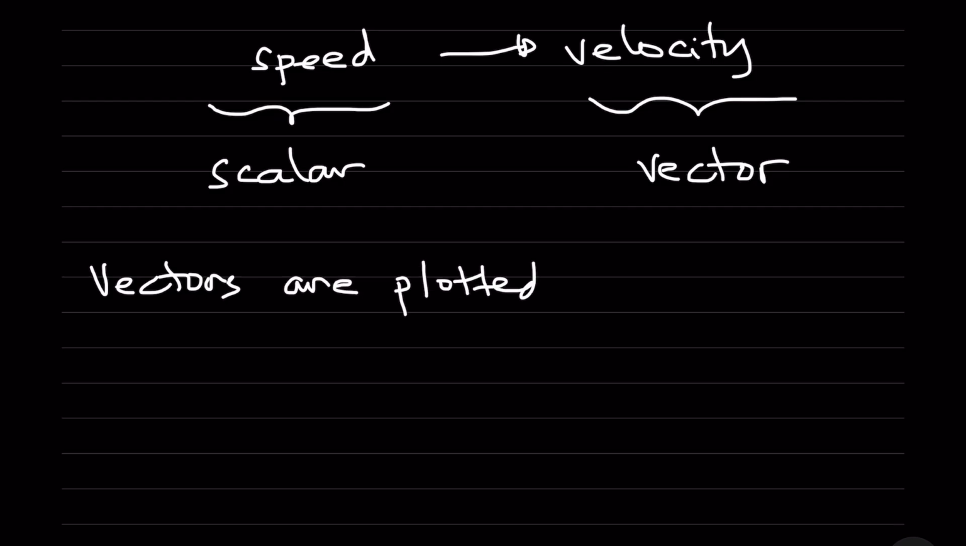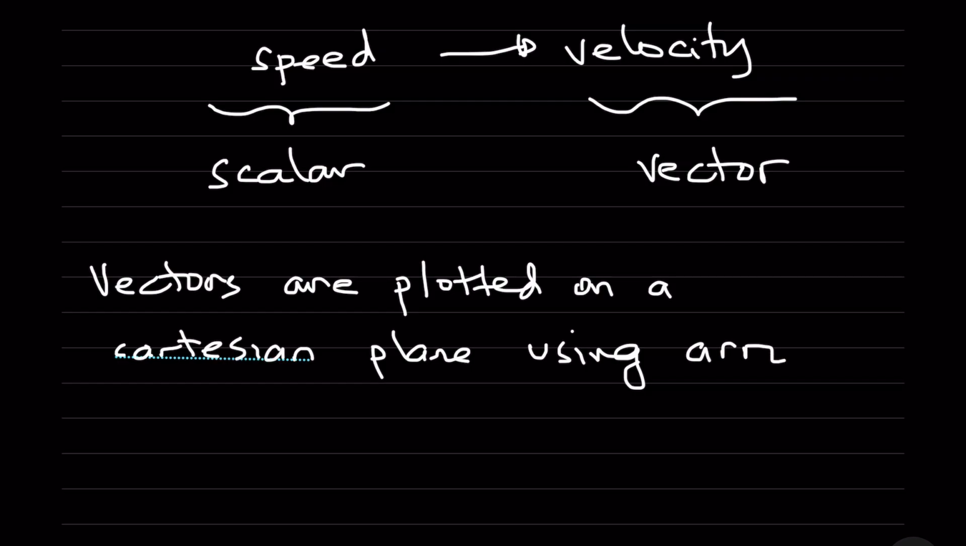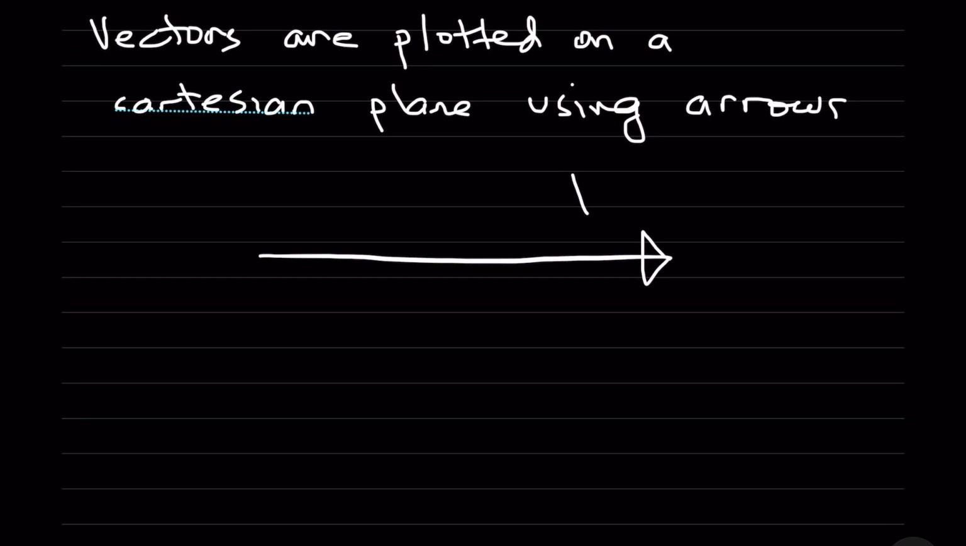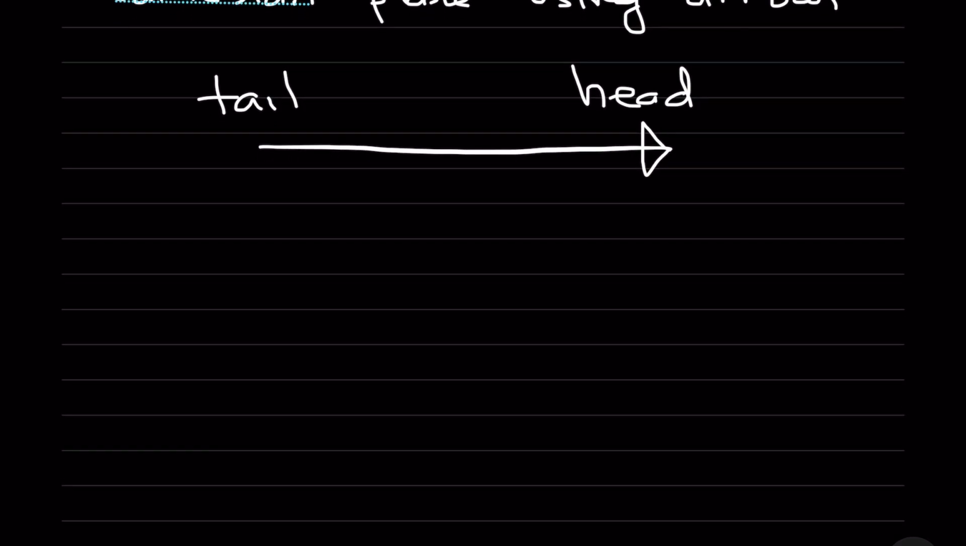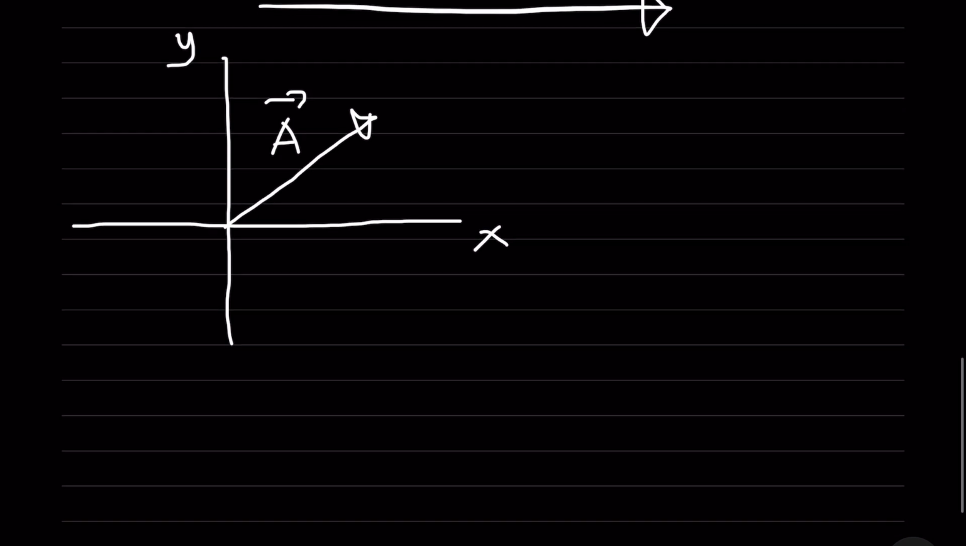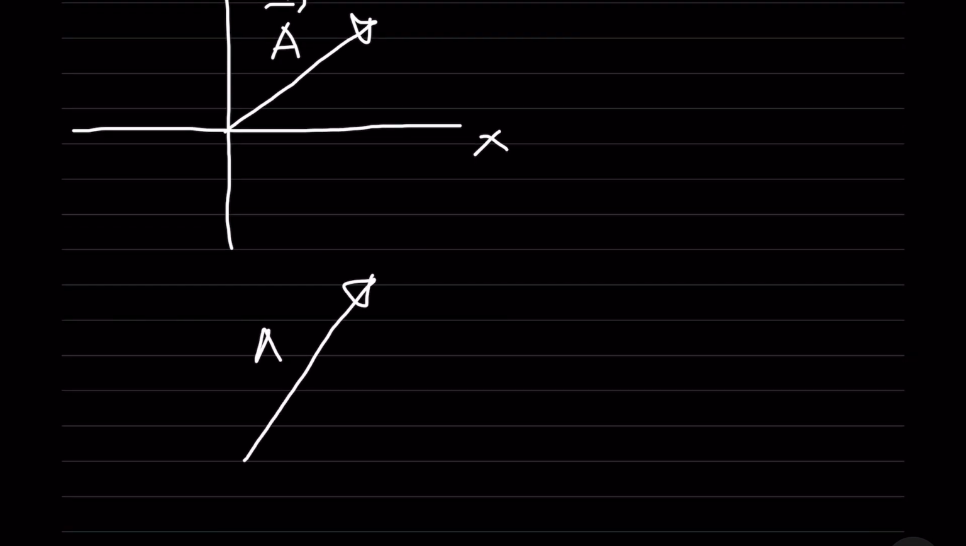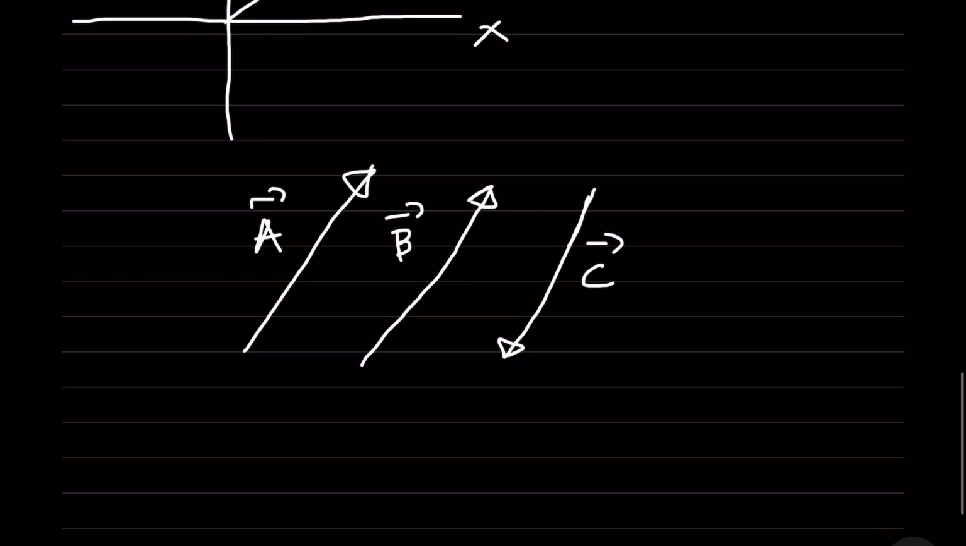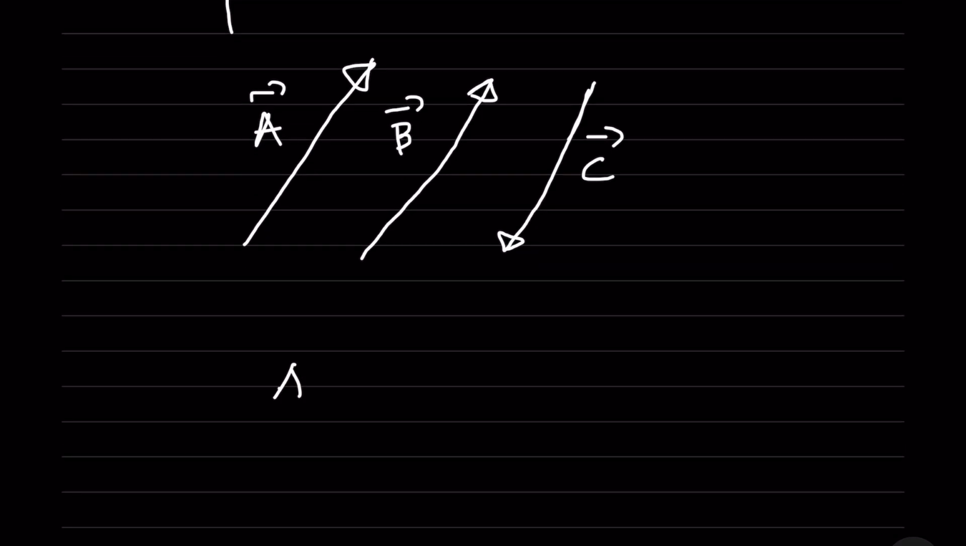Vectors are normally plotted on a Cartesian plane. It could be a two-dimensional or three-dimensional Cartesian plane, using arrows. I show here an illustration of an arrow. I'm sure that you are familiar with this. It has a head and a tail. Let us consider a vector A that I plot in an XY Cartesian plane. Take note that the symbol that we use for a vector has an arrow on top of the letter, such as vectors A, B, and C in this figure.